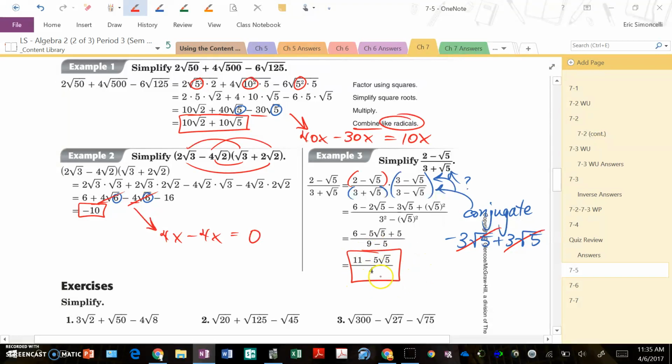Still, the denominator, because it's now a single number as opposed to 3 plus root 5 from what we remember from the beginning, is completely simplified. I don't have a root in the denominator, and we're good.